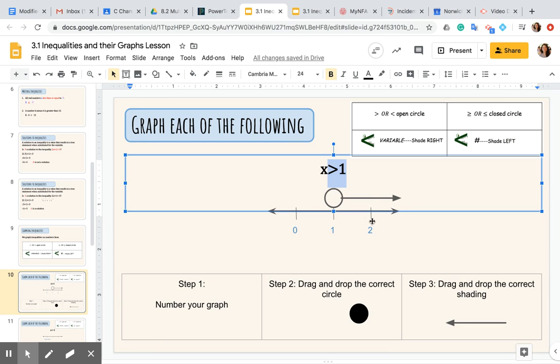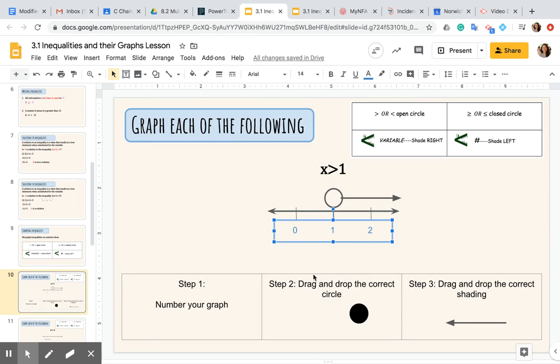See how 2 is captured in the part that I'm shading? 2 is greater than 1. If I kept going with my number line, 3 would be over here. 3 is greater than 1. All the numbers to the right, which is where I'm shading, are greater than 1. And that's done. That's how you graph an inequality on a number line. You number the number line, the number that you're graphing goes in the middle. You choose an open or closed circle above that number, and you shade to the right or the left.